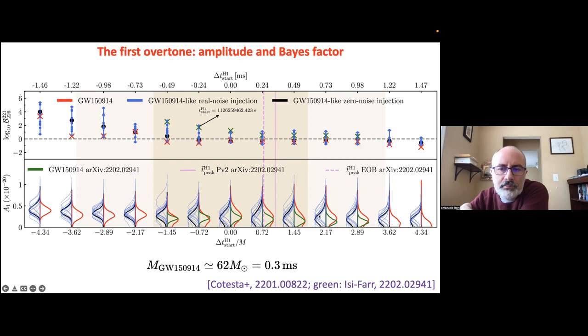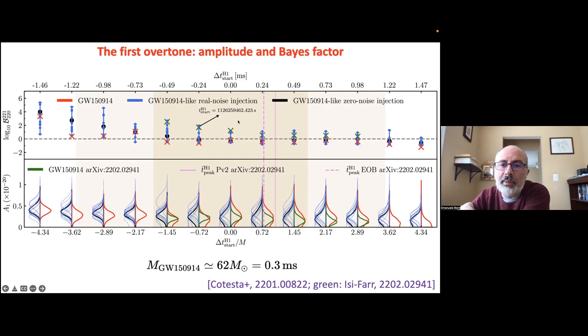And the other thing that we tried to do was inject GW150914-like inspiral merger ringdown waveforms in different stretches of data. And the blue contours that you see here are the amplitude of the overtone that we get by these injections. And as you can see, noise can lead you into believing that you have a confident detection just depending on noise fluctuations, either after or before the peak. But in particular, you can get very high amplitudes of the overtone when you go before the peak.